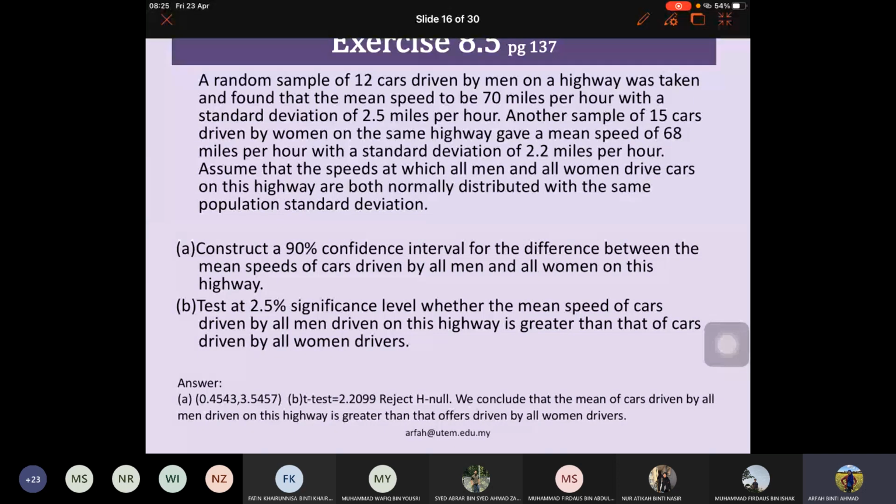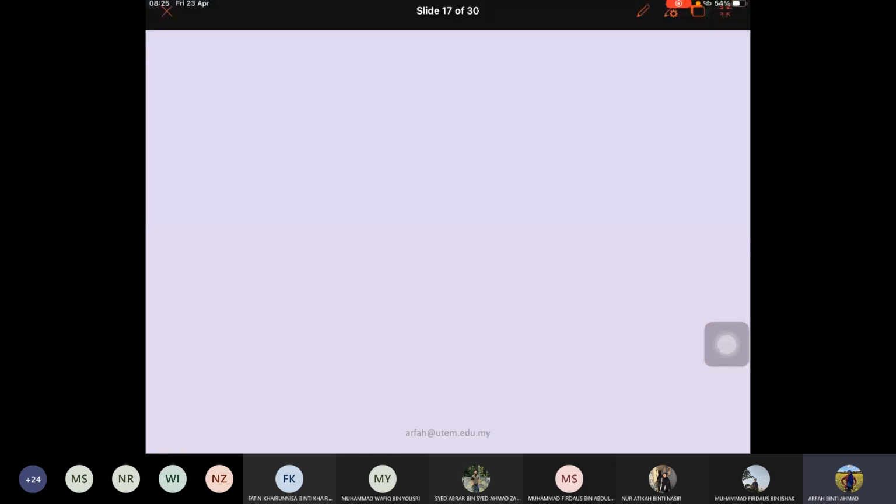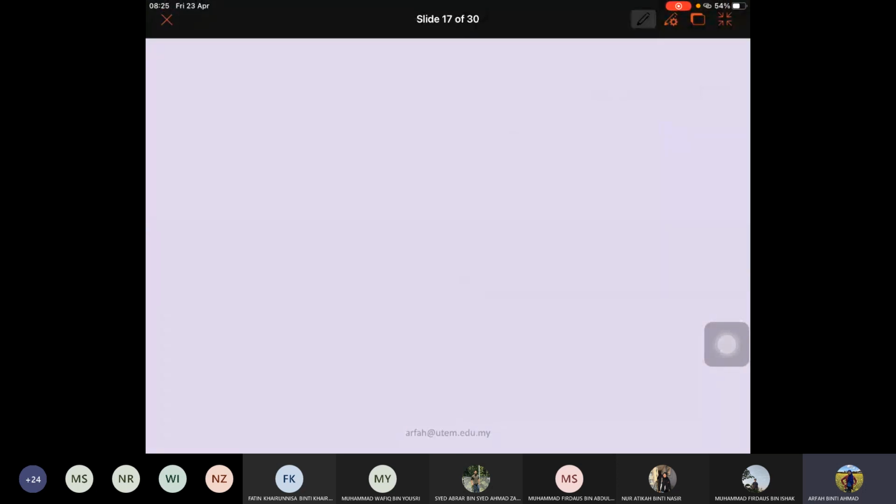So, list down all the information given. So, kita ada dua sampel in this one. That is, kita ada dua population. That is men and women. Okay. So, from here, given you have men drivers and also another one is women drivers. So, katakan men ni sebagai first population and women sebagai second population.